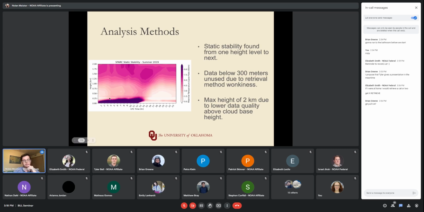But if you note the data below 300 meters, it succumbed to what I am scientifically referring to as thermodynamic retrieval method wonkiness, which essentially means the retrievals just struggled to deal with super adiabatic boundary layers. There was a setting in it that didn't really like to deal with it, and so it just made the data unusable. So we're going to go from 300 meters to 2 kilometers. And 2 kilometers I chose because thermodynamic retrievals have lower quality above the cloud base height, and we're trying to stay within the boundary layer anyways.